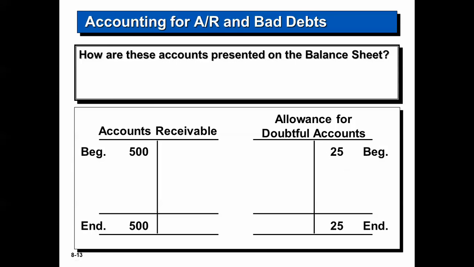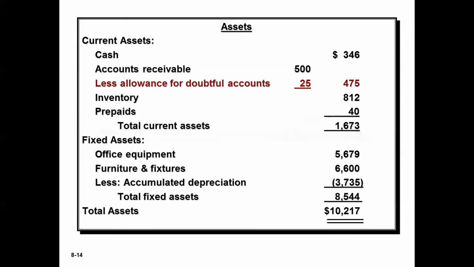And in this way, we can show it on the balance sheet. And this is how we do it. We have current assets, cash. We have accounts receivable, 500, less the allowance for doubtful accounts, 25, and we carry 475. So you see we're showing the readers that the accounts receivable that we made in sales on credit was 500, but we don't expect to collect all of that.